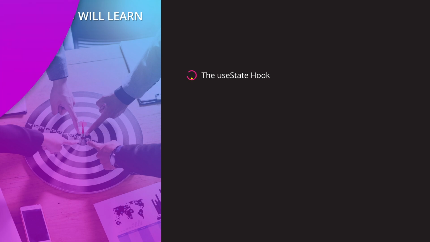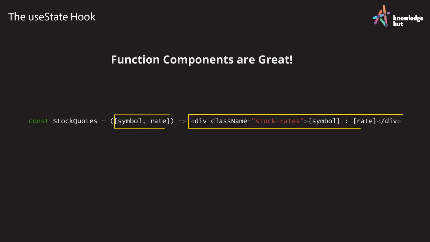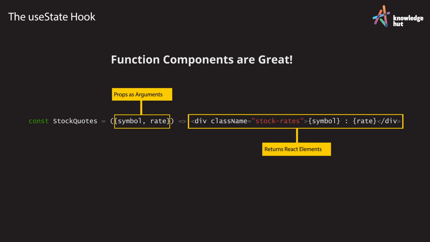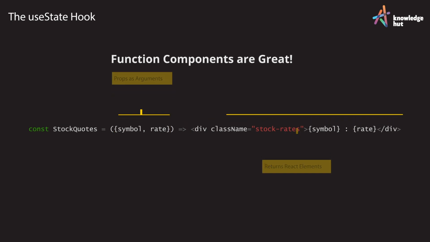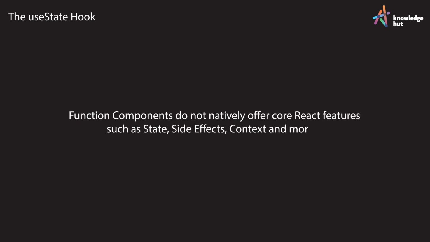In this video, we'll look at the useState hook, which lets you add state to an otherwise stateless function component. We've established the fact that function components, when compared to class components, offer a cleaner syntax that is easier to read, understand, and debug. After all, they're just simple functions that accept arguments and return React elements. But function components do not offer standard React features like state, side effects, and context.